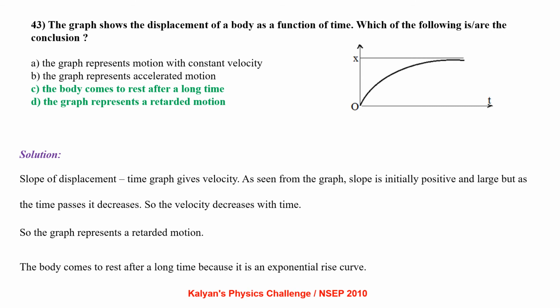As we can see from the diagram, it is a displacement time graph. Slope of displacement time graph gives you velocity. Slope is initially positive and large, but as the time passes it decreases. So the velocity decreases with time. So the graph represents a retarded motion. The body comes to rest after a long time because it is an exponential rise curve.